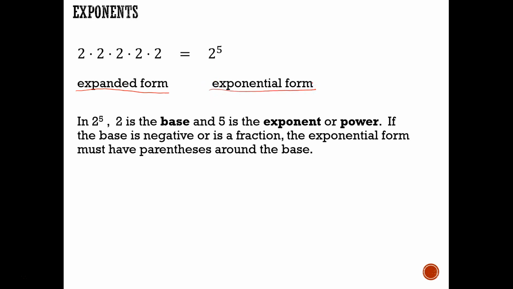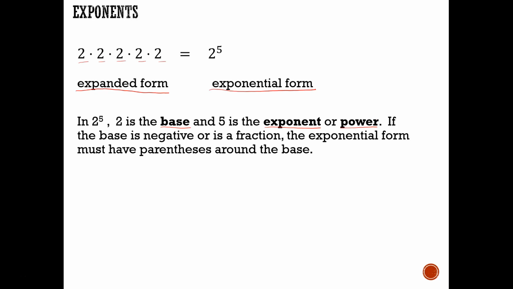form. So the number that is getting multiplied together is the base. So in this problem, 2 is the base. And however many times you are multiplying it times itself, that is the exponent. So here we have 5 is the exponent, or sometimes that's called power.